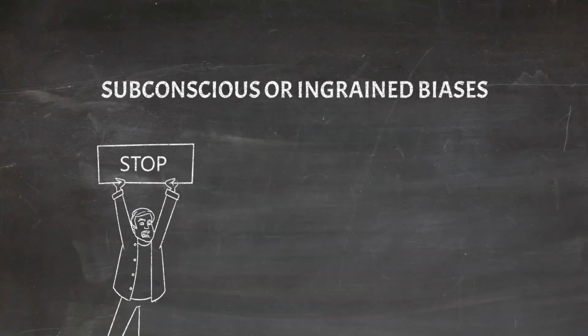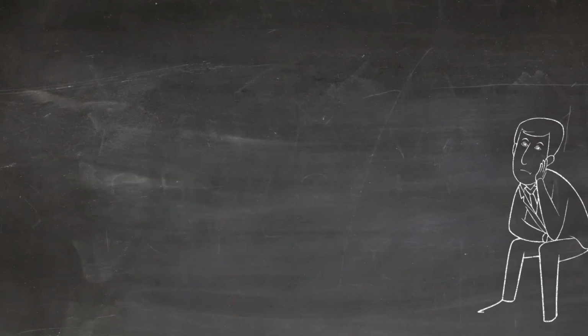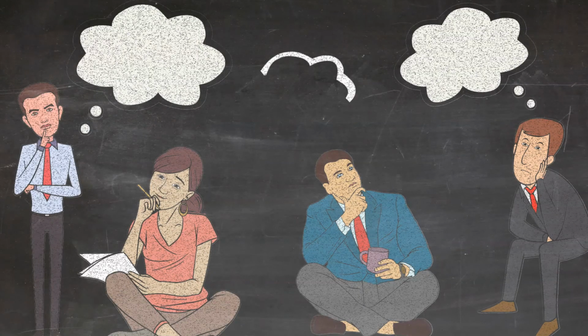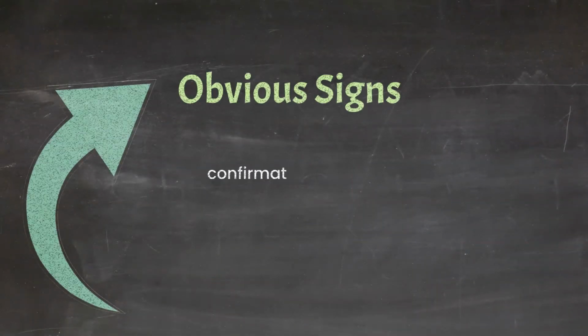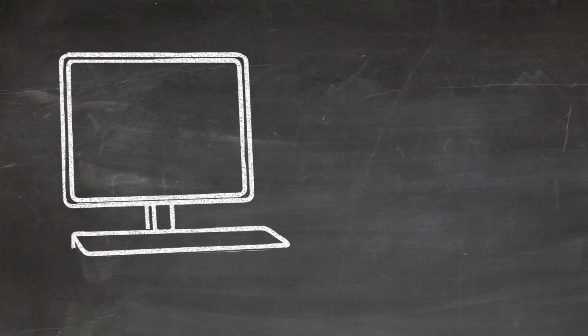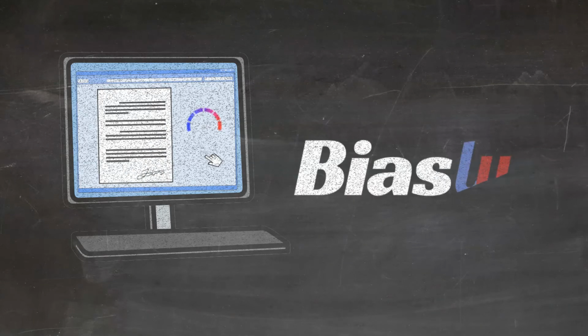Subconscious or ingrained biases. Often, biases that appear in articles and on TV shows are not any different from those most people possess. These may be biases that think negatively or positively about a specific group of people or political party. There may be obvious signs of confirmation bias, bias-loaded words, one-sided verbiage, and other biases that commonly permeate our society. If these biases are the rationale for negative coverage of a certain person or group, it may be good to look further into the article. This can be done by using Biasly's AI ratings, found on its website, biasly.com.